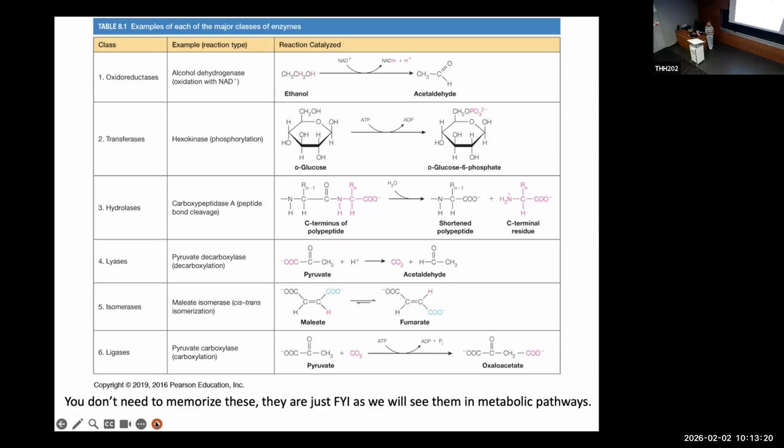Is the only difference between a ligase and a transferase that a ligase makes a carbon-carbon bond specifically? Yeah, exactly. So the transferase is a little more general in that you can have all different groups that are just transferred from one to the other. And yes, ligase is a carbon-carbon bond. Okay, so those are general classes. We will see examples of all of those as we go through metabolism, so just so you're familiar.